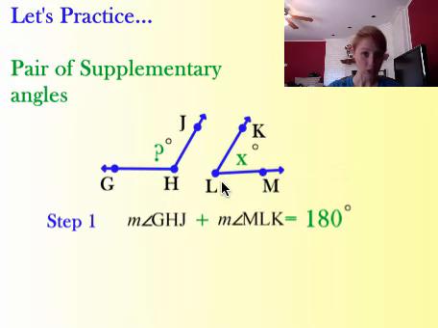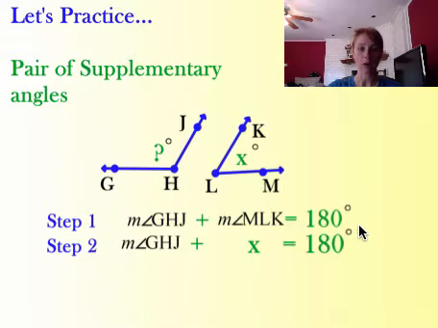So again, we're going to start with step 1, relating the measure of the angles together. The sum equals 180 degrees. So the measure of GHJ plus the measure of MLK equals 180 degrees. Well, let's go ahead and plug in what we know. We know that MLK equals x degrees, but we don't know GHJ. So what we're going to do in this type of problem is not get an actual value for either of the angle measures. We're going to leave it as an expression. We'll see that in just a second.